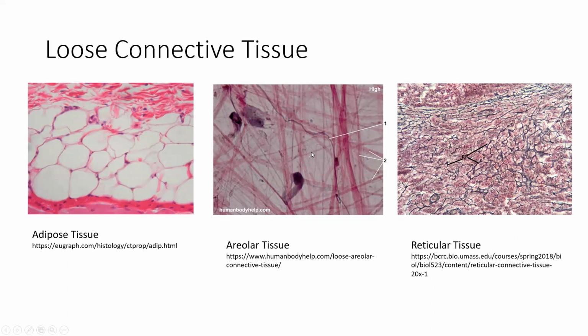The next one we have is areolar tissue, here in the middle. As we can see in this image, the tissue is web-like. You can see all the little fibers going in different directions, almost making a spider web pattern. This web-like tissue fills the space between muscle fibers, as well as surrounds blood and lymph vessels, and it also helps to support organs.